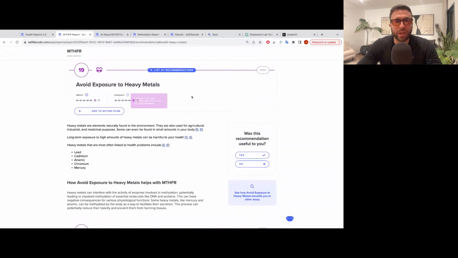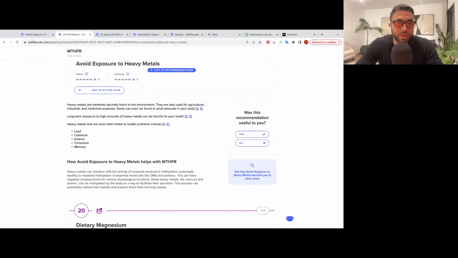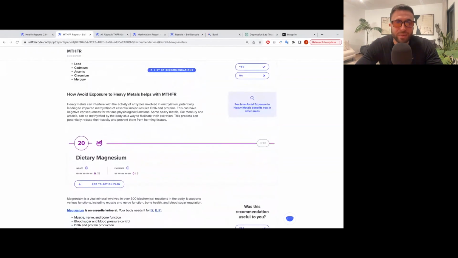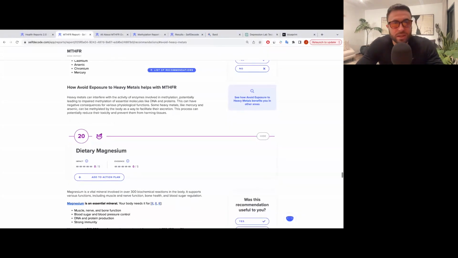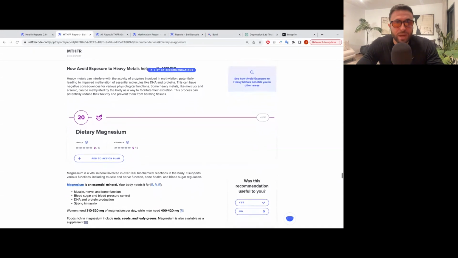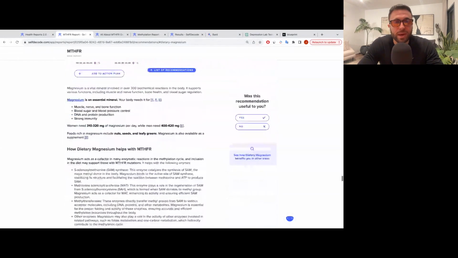And then you have avoiding exposure to heavy metals. So heavy metals can interfere with the activity of enzymes involved in methylation. There are more people who have these negative MTHFR variants who react negatively to heavy metals. I personally do not react more negatively to heavy metals, I don't notice an effect, but some metals like mercury and arsenic can be methylated by the body as a way to facilitate their excretion. And so it places a higher burden on the methylation pathways. So something to think about.